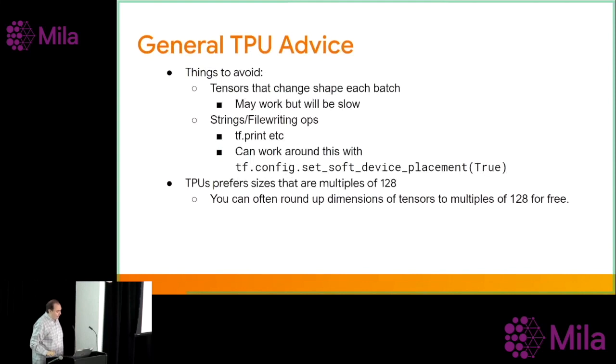I want to give some general advice about TPUs and things to avoid or things that make you slow, because of course there's things that make you slow, right? So the things you want to avoid are tensors that change shape each batch. We technically support this, but what's going to happen is you will be forced to have what's called a recompilation and a retracing of your step function every step that your batch size changes. So this will put a huge overhead, which you don't want to pay. So with TPUs, you generally want to keep the size of your tensors the same for each step.